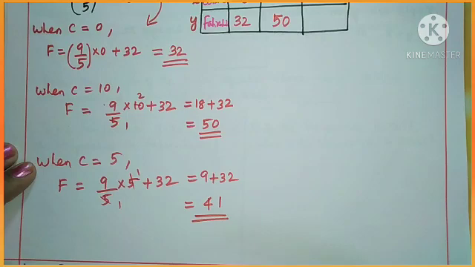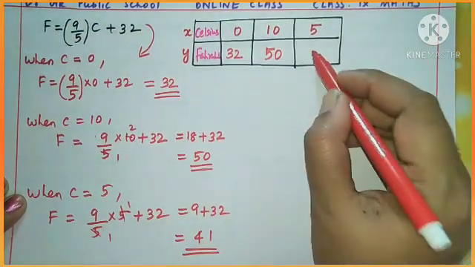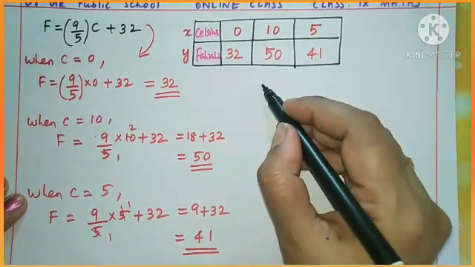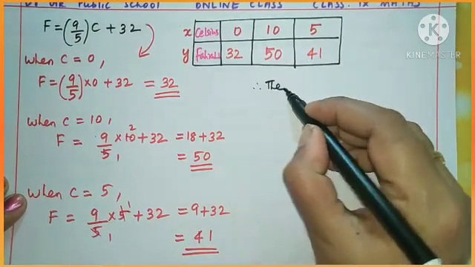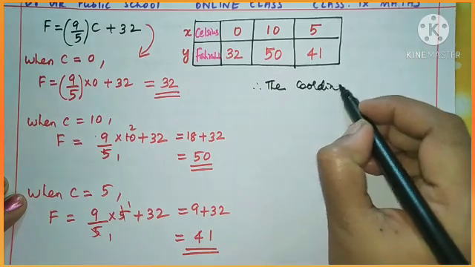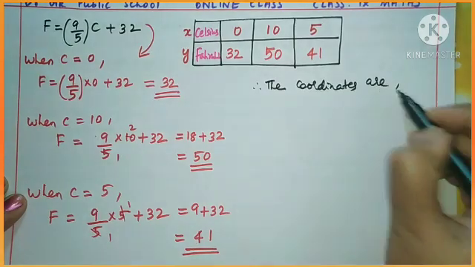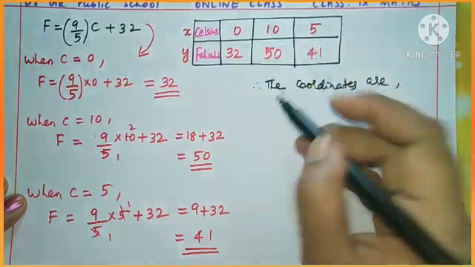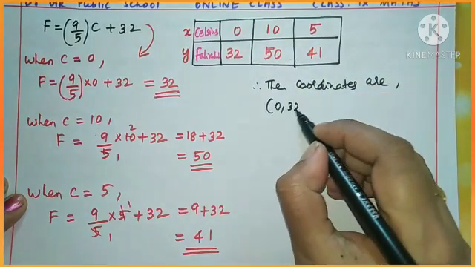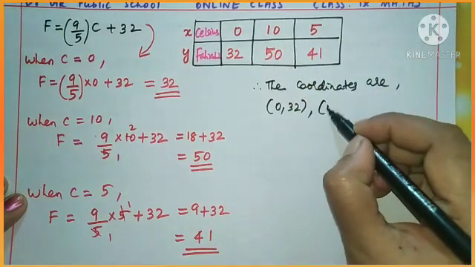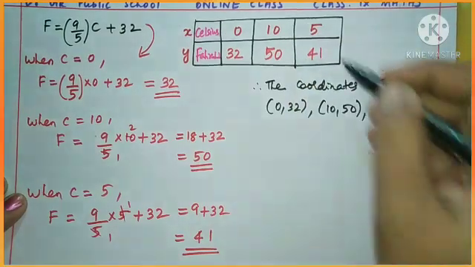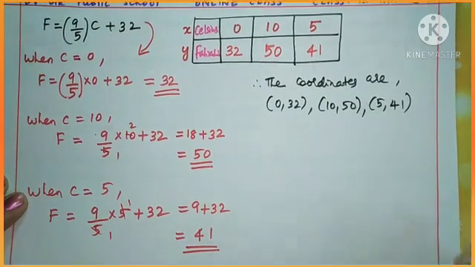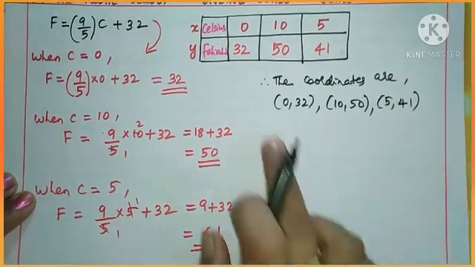So the third value is 41. Now, what are the coordinates? Therefore, the coordinates are, first coordinate is the x value, then the y value. So 0, 32. Next is 10, 50, and next is 5, 41. So we got the three coordinates.